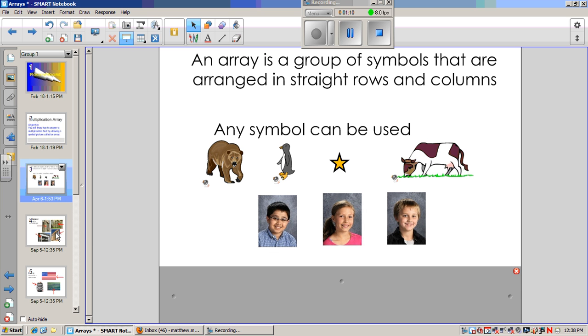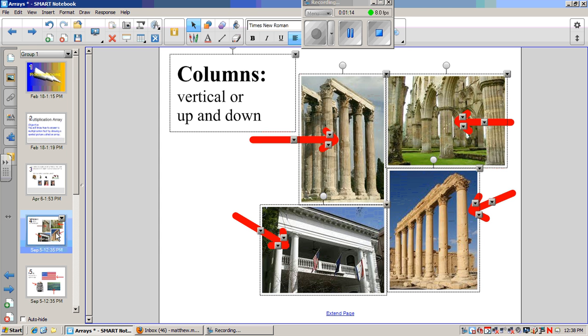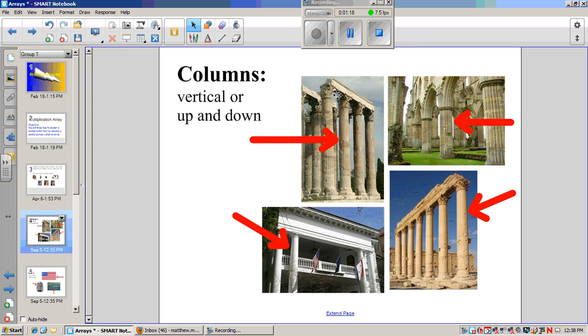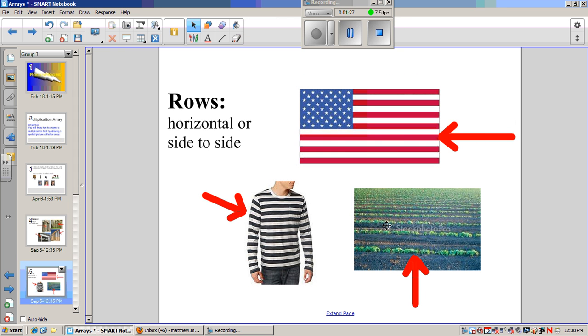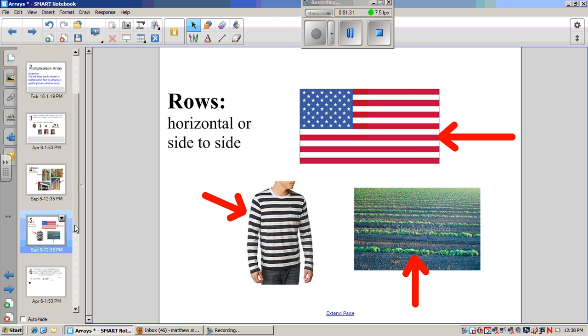And you might be saying, well, Mr. Moore, what's a row? What's a column? Well, I got an answer for you. A column is a vertical or an up and down image. So you can see columns go up and down. All of these are examples of columns. And a row goes across. It's an example, striped shirt, the flag, things like that. Rows go across, columns go up and down.